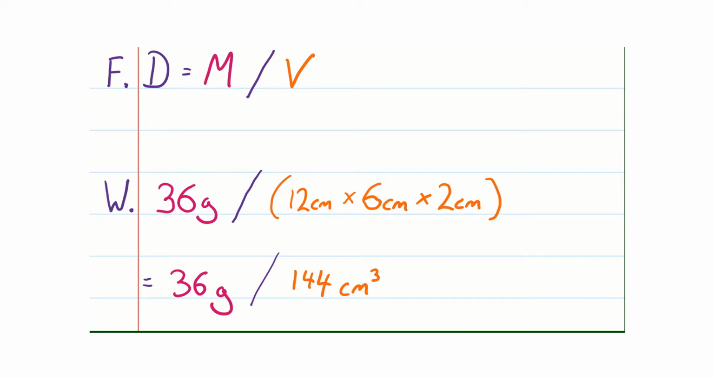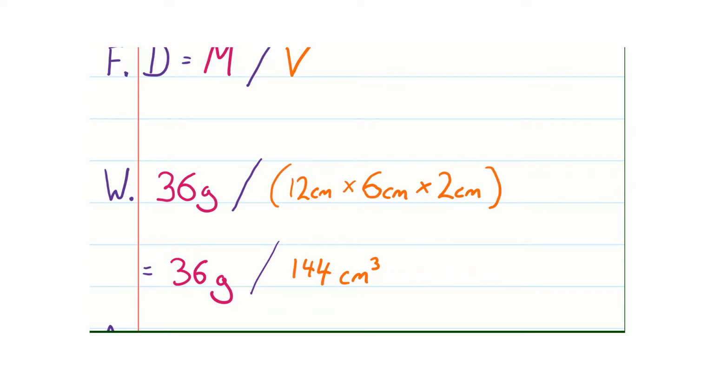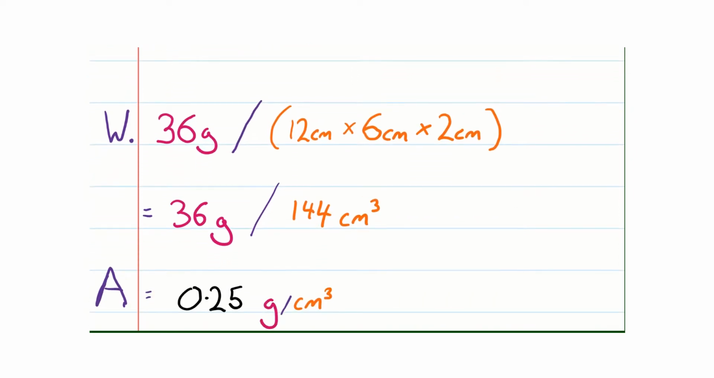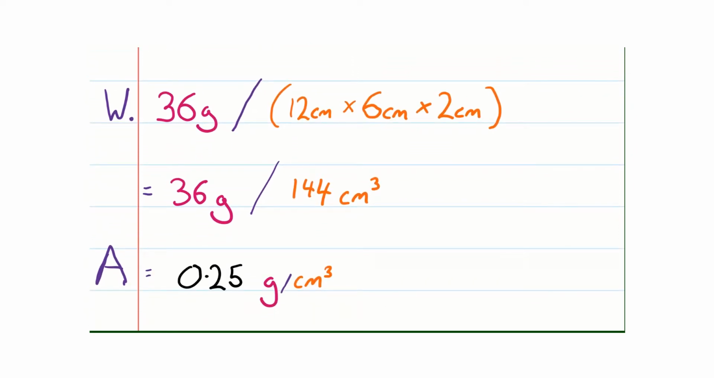If you're not sure why it's cubic centimeters, cm3, look, we've got 1, 2, 3 lots of centimeters. It's a 3D object, so 3 lots of centimeters, 3D object is cm3. 36 divided by 144, remember, use a calculator for this stuff, guys. Don't try and do it in your head, is 0.25 grams per cubic centimeter.